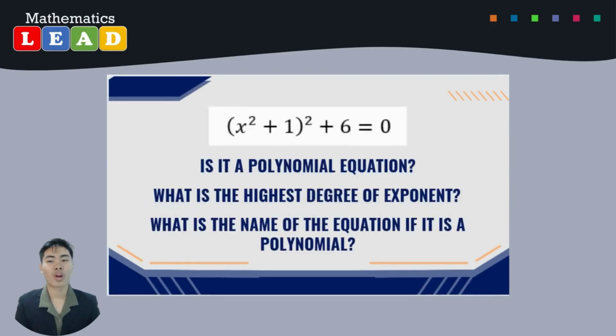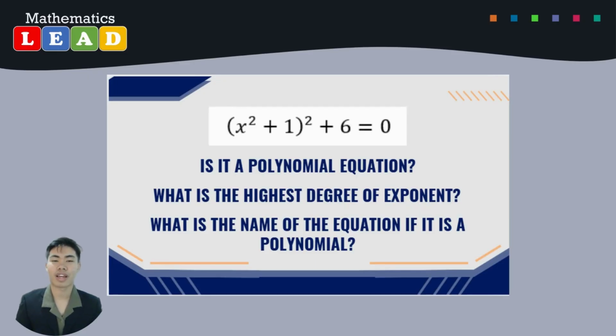How about quantity x squared plus 1 raised to 2 plus 6 equals 0? Is it a polynomial equation? Yes, it is a polynomial equation. If it is a polynomial equation, what is the highest degree of the exponent? Very good, it is 4, since quantity x squared is raised to 2. Therefore, x squared raised to 2 is equal to x raised to 4.